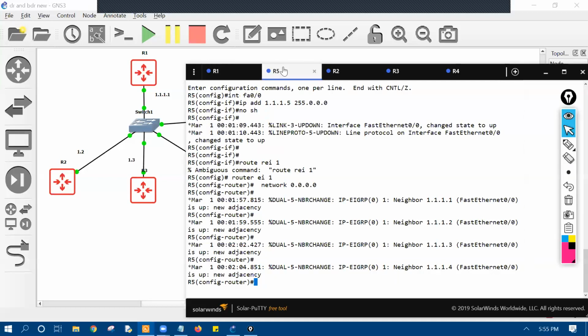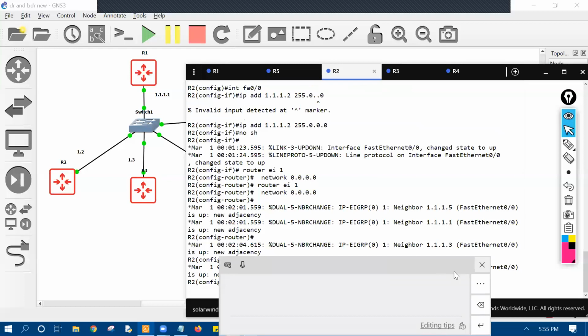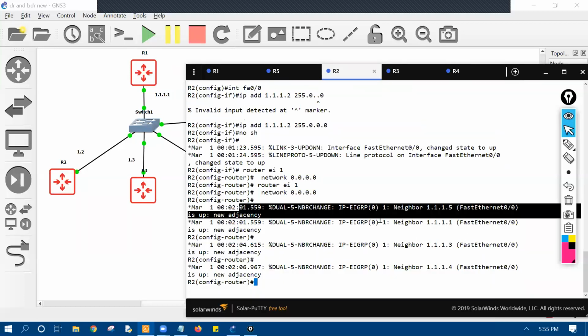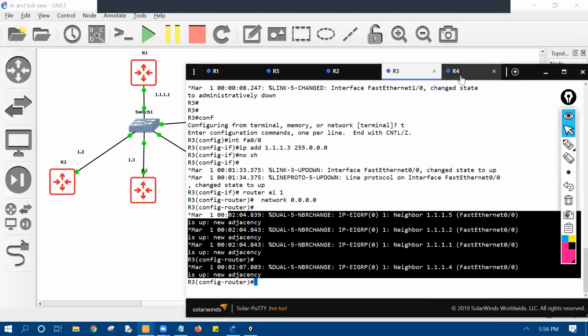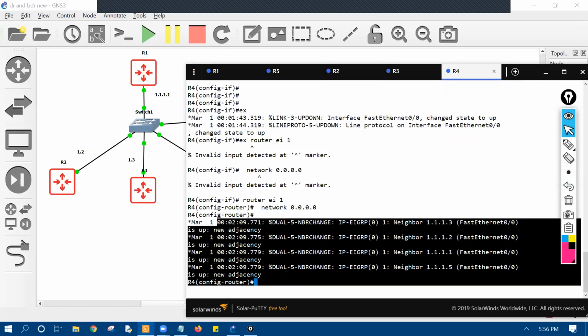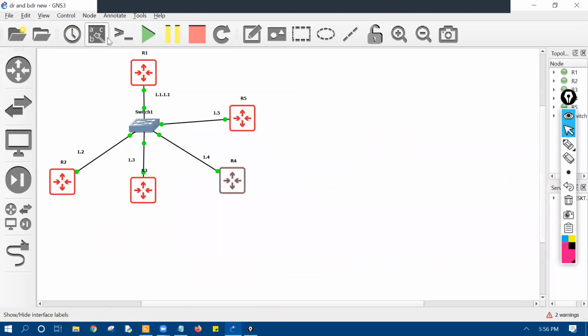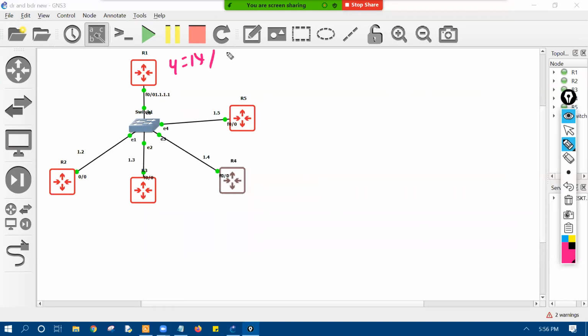If you go to the R5 router, see, R2, R3, and even R4. Try to understand what is happening over there. R1 is going to maintain 4 neighborships, R2 is going to maintain 4 neighborships, R3 also 4. So each router is going to maintain 4 neighborships and 4 adjacencies.